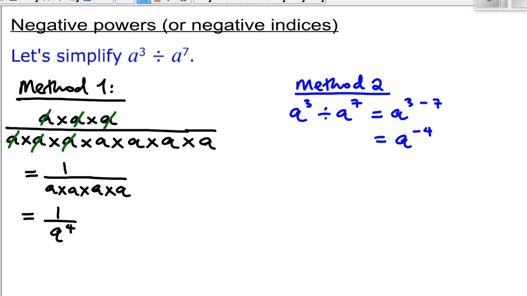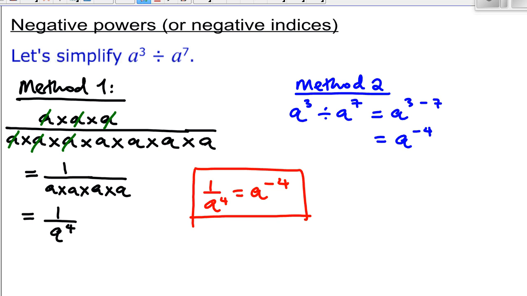Now this is interesting. We have one question, but two answers. We have this answer and this answer, meaning the same thing. If these two answers mean the same thing, because we actually came up with these two answers from the same question, we can then summarize and say that 1 over A to the power 4 is equal to A to the power negative 4. That's a very important result.